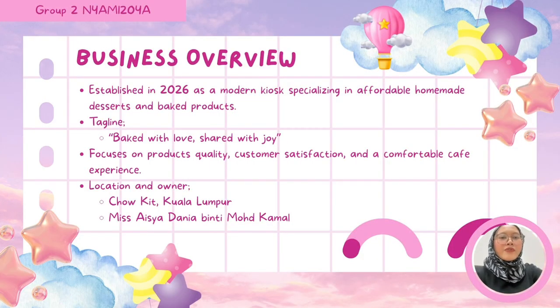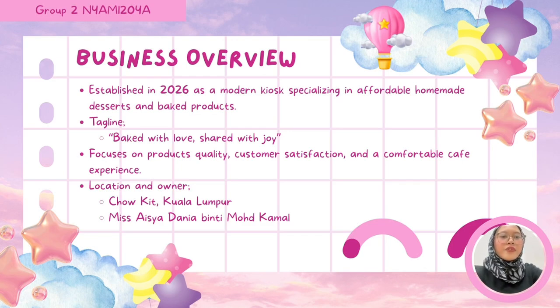So, Cakeland Cafe is a modern retail kiosk established on March 5, 2026, operating in the food and beverage sector. We specialize in manufacturing high-quality homemade desserts and baked goods at an affordable price point. Our kiosk operates under the organizational tagline, Baked with Love, Shared with Joy, which anchors our commitment to product quality and operational standards. We are physically located at 40G, Jalan Doraisami, Chowkit 5300 Kuala Lumpur.